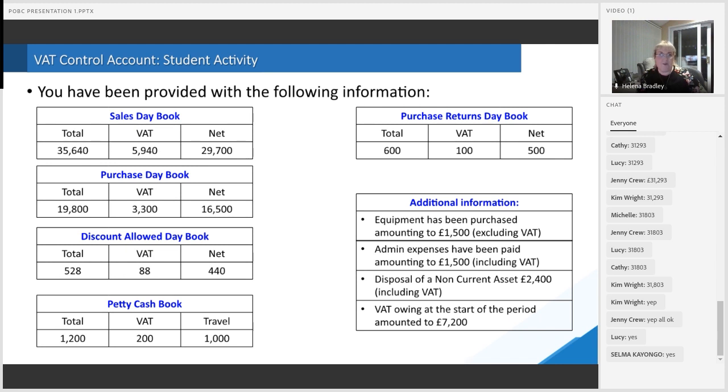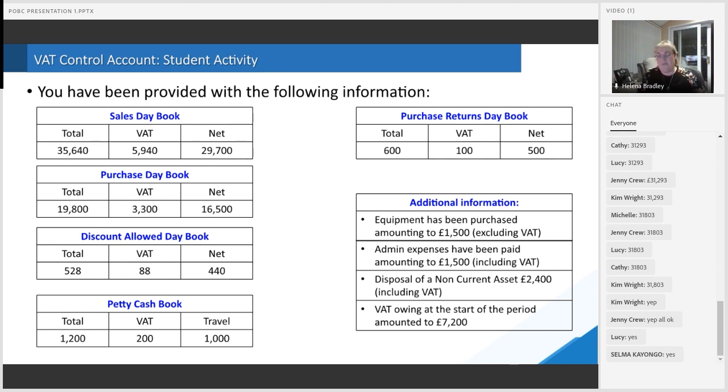The VAT for my purchase returns day book is going to sit on the credit side of the VAT control, because ultimately I reduced my VAT liability by £3,300, and that's the figure from the purchase day book. For whatever reason, my suppliers have issued me with credit notes: faulty goods, damaged goods. I'm not going to pay that £100 in VAT to my suppliers, and therefore I can't reclaim it. So I need to credit the VAT control with that £100.